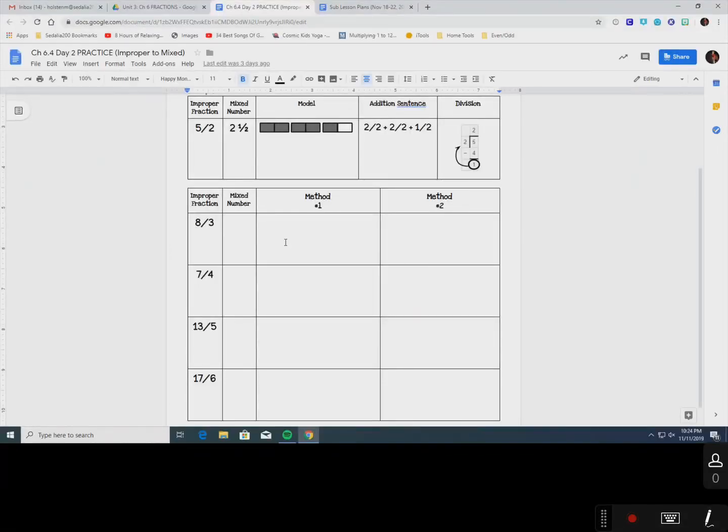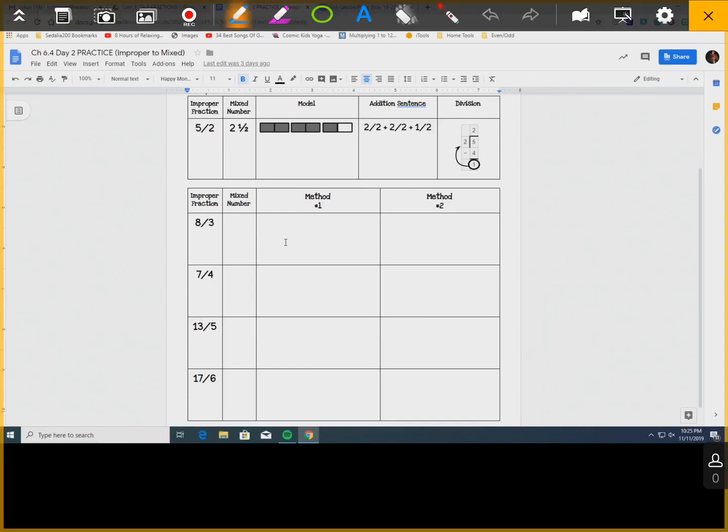Let's go ahead and go over our practice page about turning an improper fraction into a mixed number. There are 3 strategies that you could choose from: model, addition sentence, and division. What I want to make sure as you are selecting these methods is that you can explain what they mean and how they work. If you can do that, then you can choose from any 3 of those strategies.